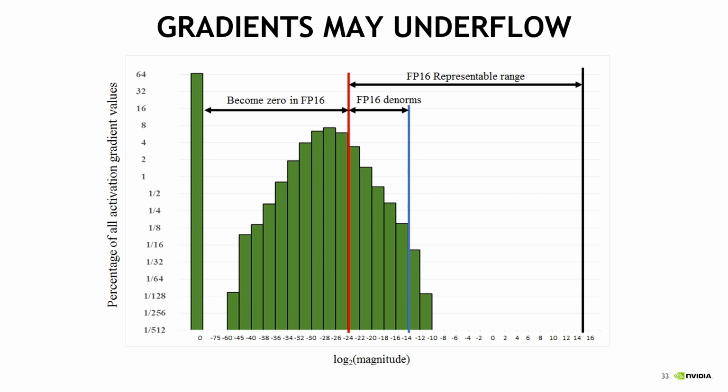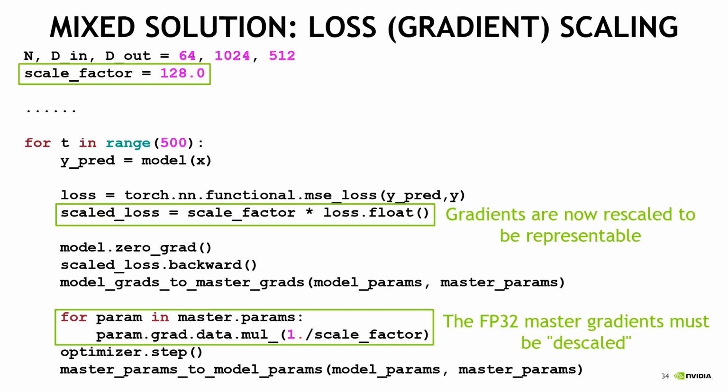This big bar over here is actually the activations of a ReLU function. So if you have ReLU, a lot of values come out as zero. Those gradients are going to be zero, so we can ignore that for now. Now, what we would like to do is take all the values that are not representable in FP16, and shift them over to the right. So in order to do that, we have this trick called loss scaling.